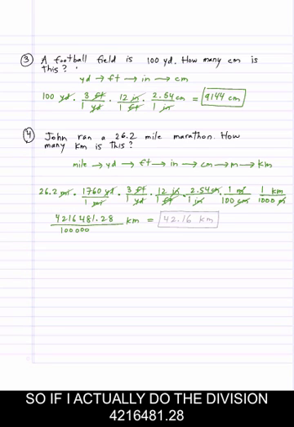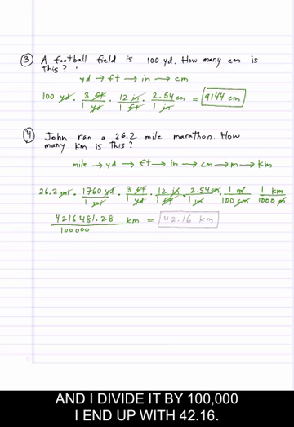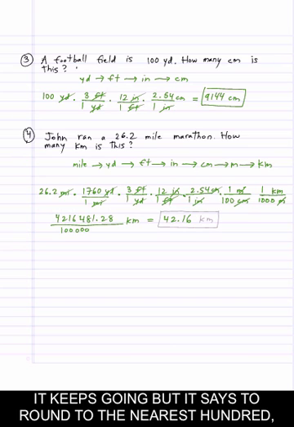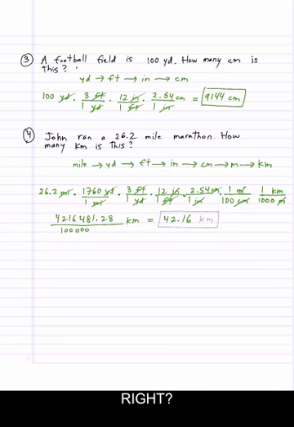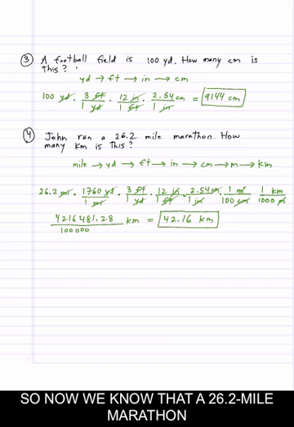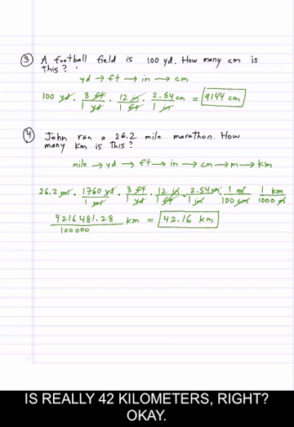So if I actually do the division, 4,216,481.28, and I divide it by 100,000, I end up with 42.16. It keeps going, but it says to round to the nearest hundredth, right? 42.16 kilometers. So now we know that a 26.2 mile marathon is really 42 kilometers, right?